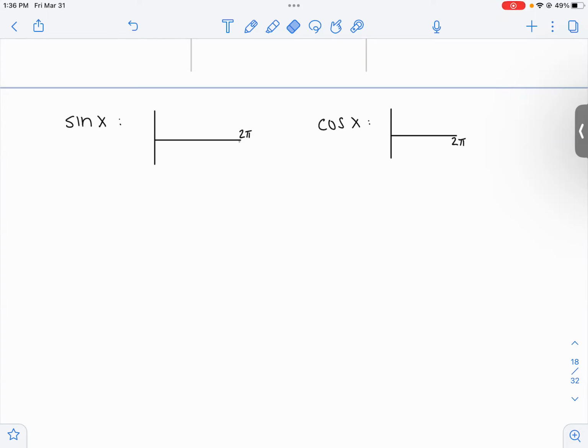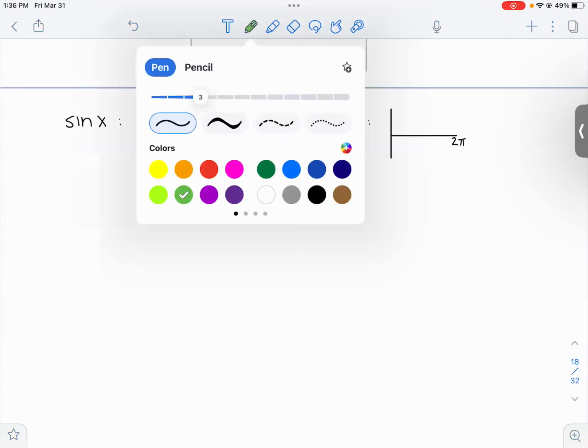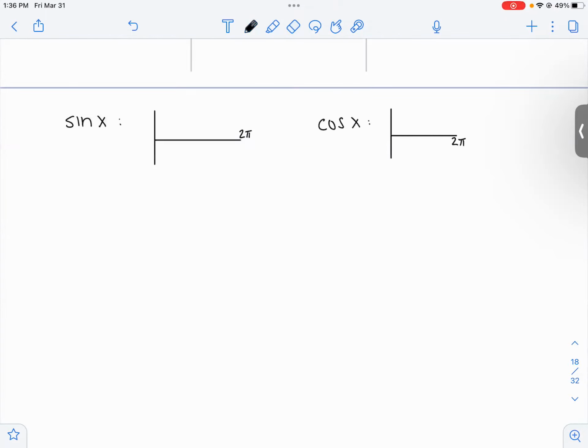Okay, so before we get into all of this, let's go ahead and just think about what sine of x looks like and cosine of x. If we remember, sine of x starts at the origin, so starts at 0, 0. It goes up, it comes back down, and then it meets right back at 0, where it started. And cosine starts up high, goes down, and comes back up.